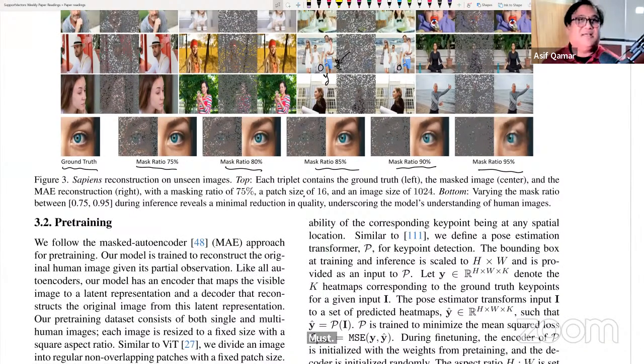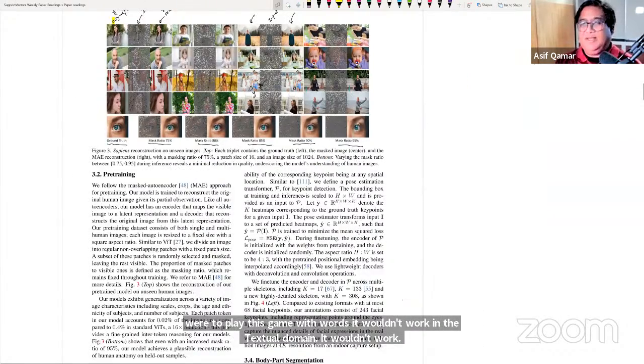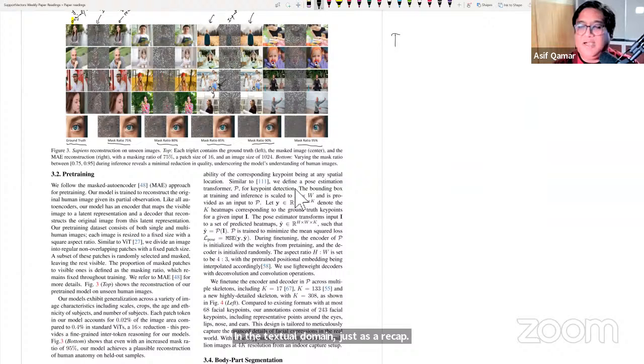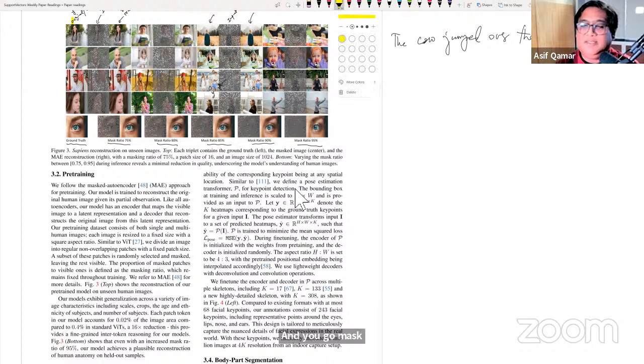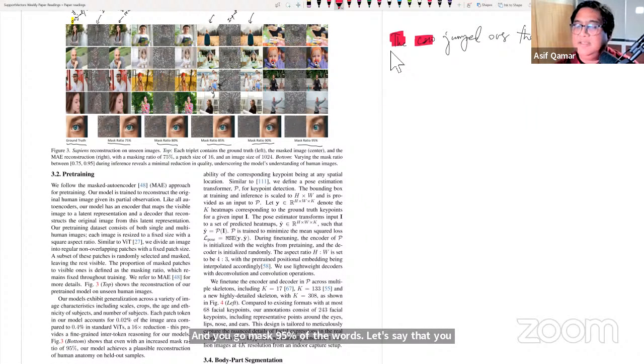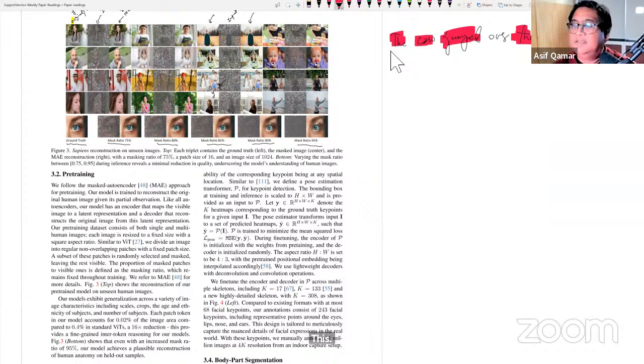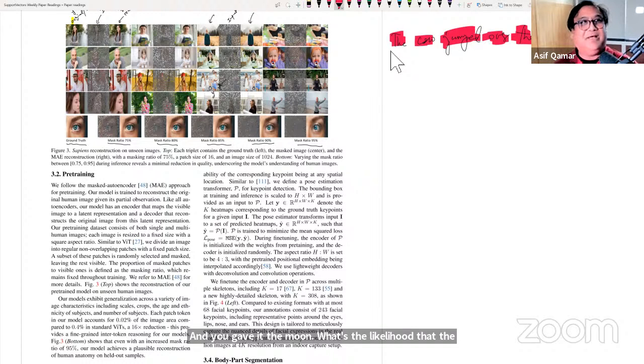Look at that. Now, you might ask about that, but you must also say that if you were to play this game with words, in the textual domain, it wouldn't work. Just as a recap, if you think about BERT, for example, you say the cow jumped over the moon, and you mask 95% of the words. Let's say you masked all of these and gave it just the moon. What's the likelihood that the machine can reproduce exactly the sentence? Very, very low, isn't it?